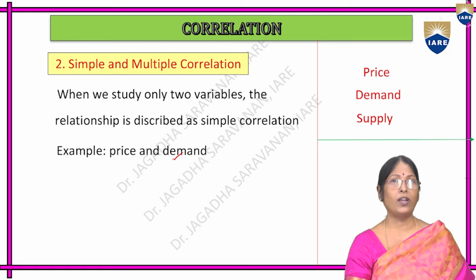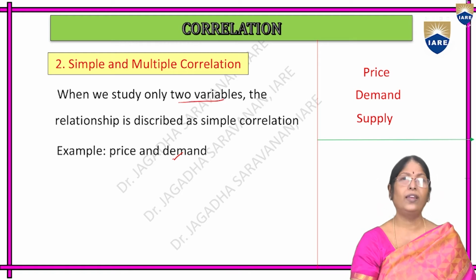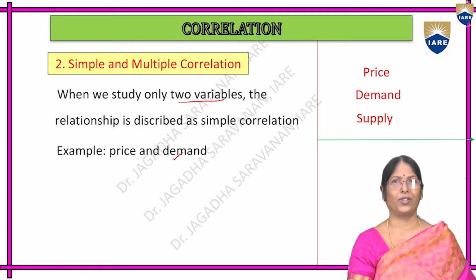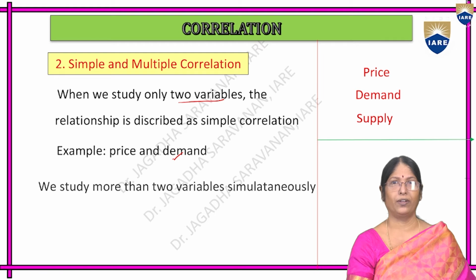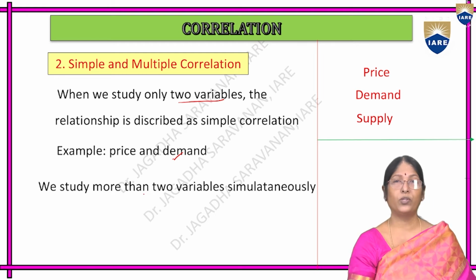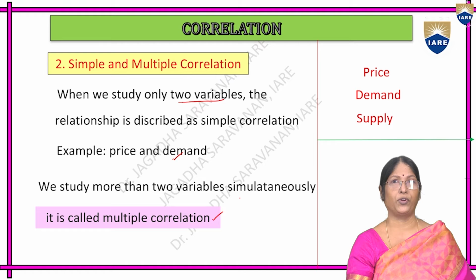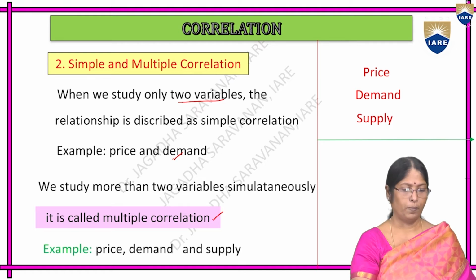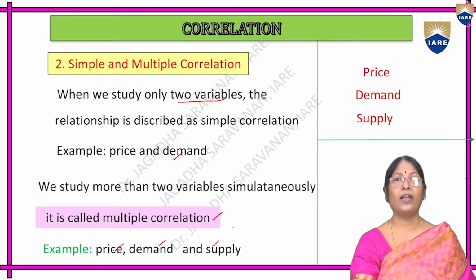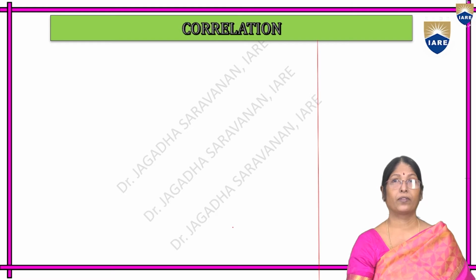The next one, we added one more variable, supply. If it is strictly only two variables, then it is simple correlation. But if you study more than two variables, then it is multiple correlation. Here we mentioned it very clearly. When we study more than two variables simultaneously, it is called multiple correlation. Price, demand and supply.